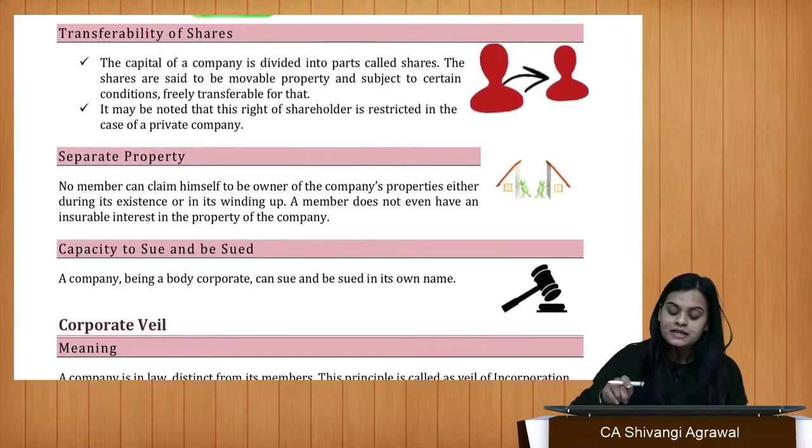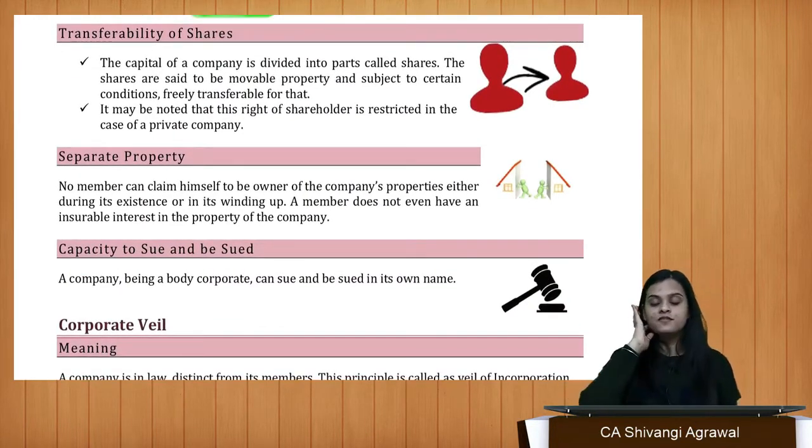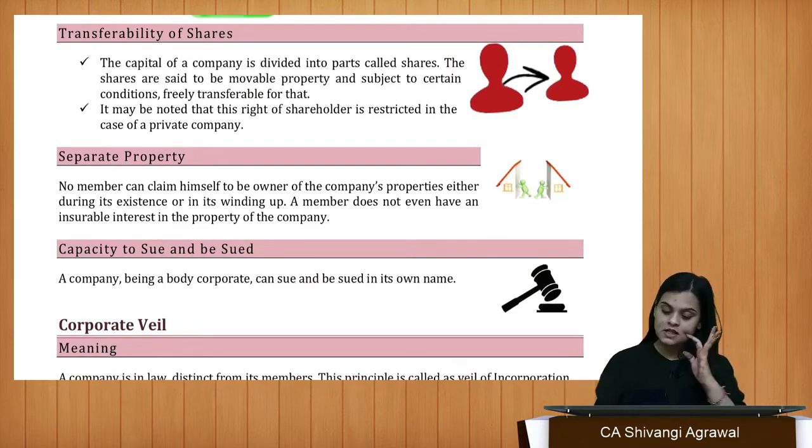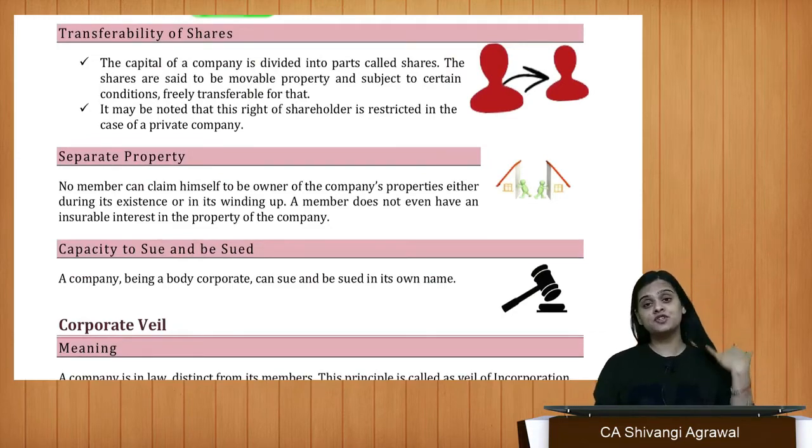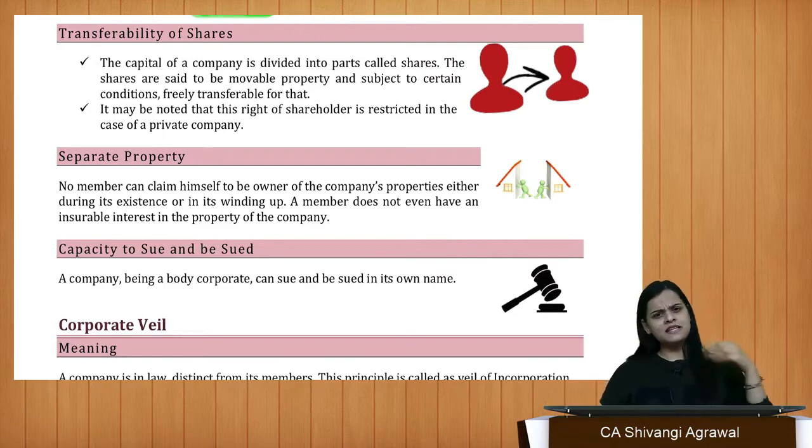Next is transferability of shares. Transferability of shares. Okay. What is transferability of shares? Supposedly, let's take the example of Salomon again. Salomon and Company Limited. Salomon had four sons. Often it happens that one of the sons is not very worthy.